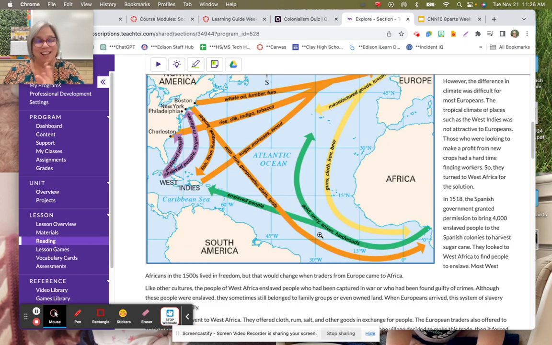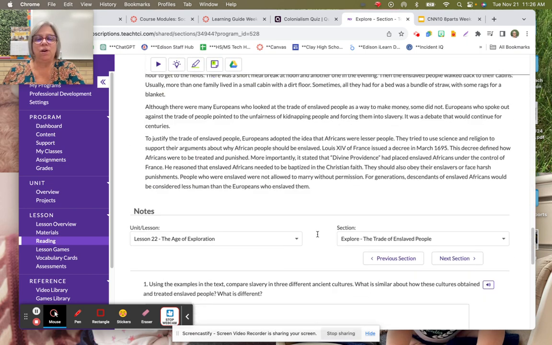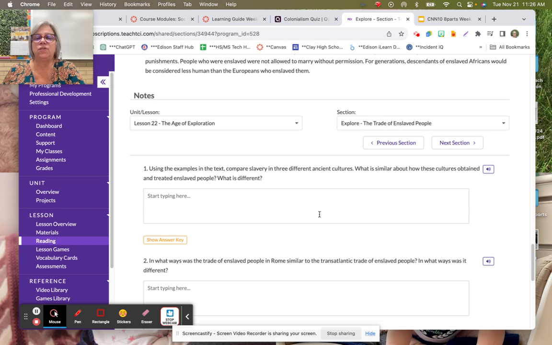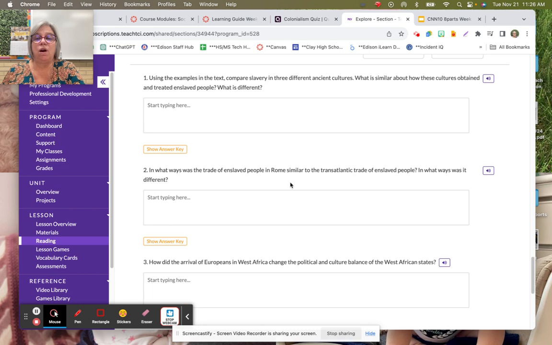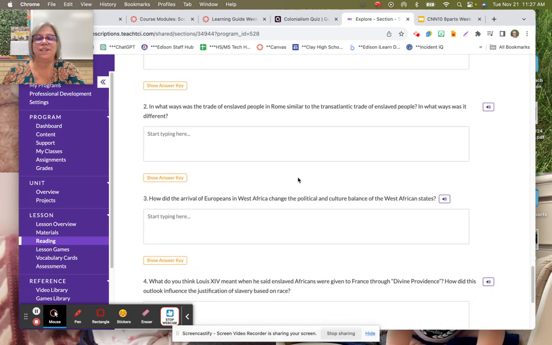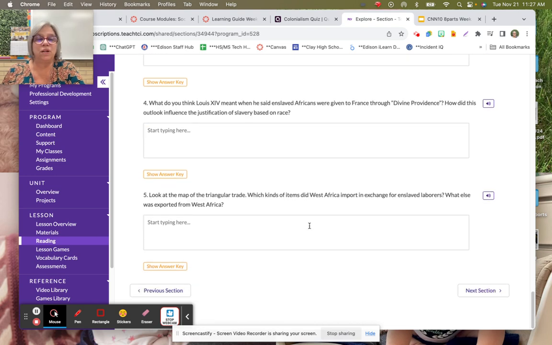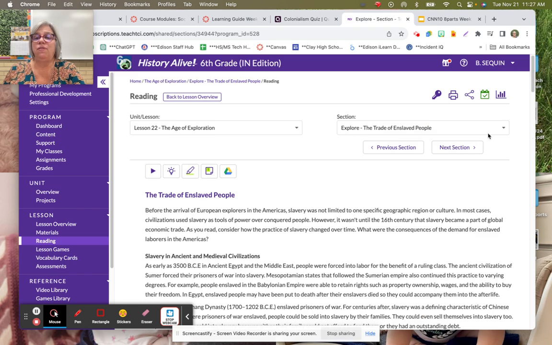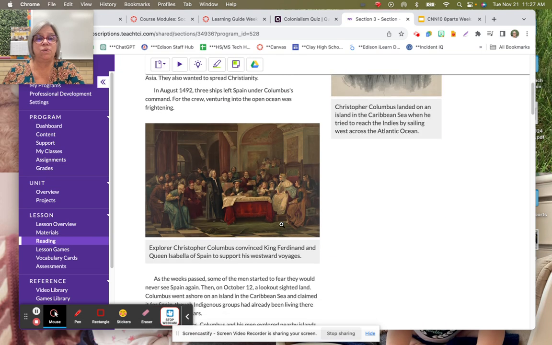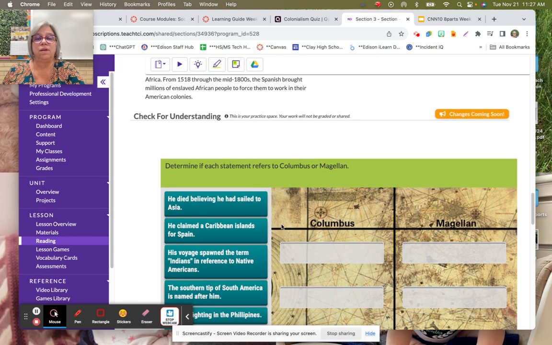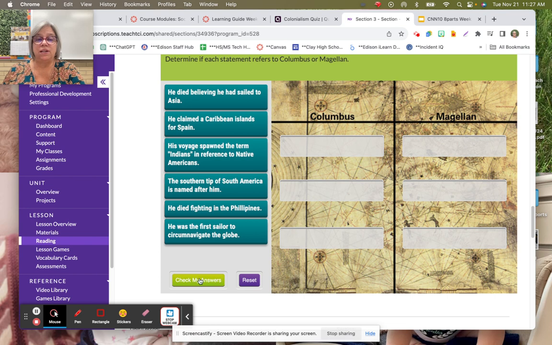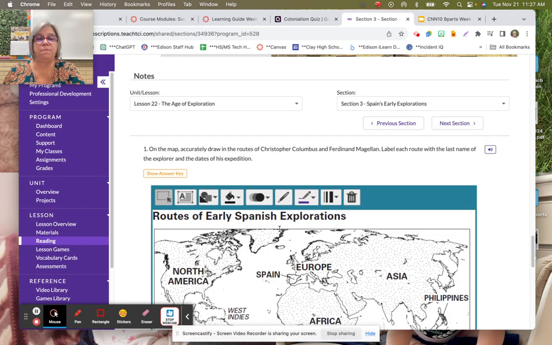So you're going to read this. Again, you can have it read to you, and you are going to complete the questions. There are 2 questions for number 1. There are 2 questions for number 2. There are 2 questions for number 4. And 2 questions for number 5. Okay? And then you are going to do section 3. Read or have it read to you. Complete the check for understanding. Check your answers until you get it right.